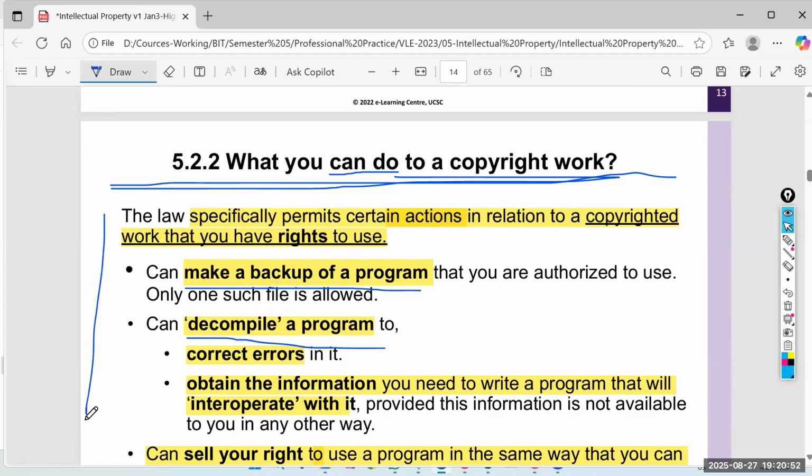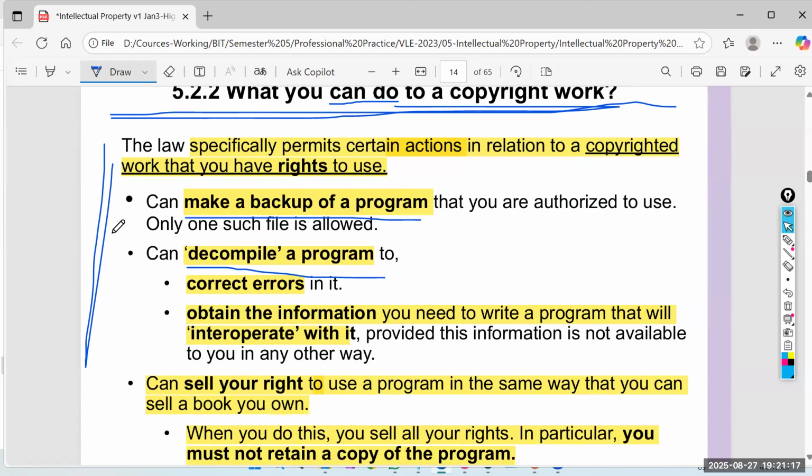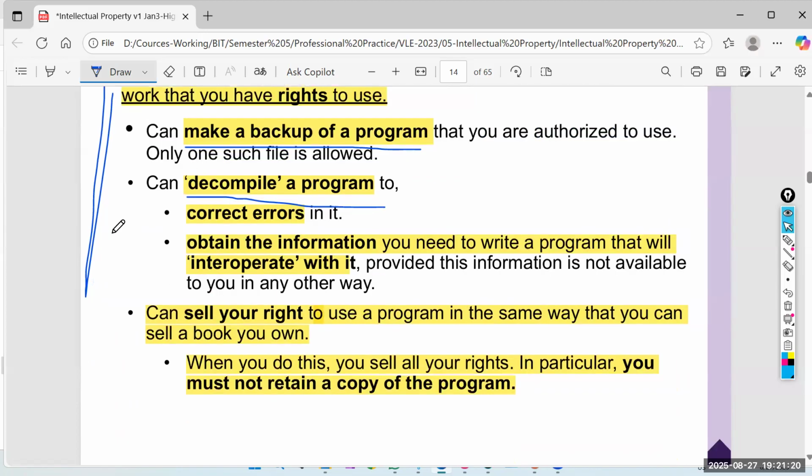These are very important things for the exam. You can make a backup of the software. You can decompile with a genuine purpose like fixing a bug, when you don't get any other support from the original creators, and you need additional design analysis information for your further development, integration, and so on. Those are the things you can do. You can't do anything else. And remember, if you are the copyright owner, you can sell your copyrights also. That is a different thing. It means you are no longer the owner of the copyrights.